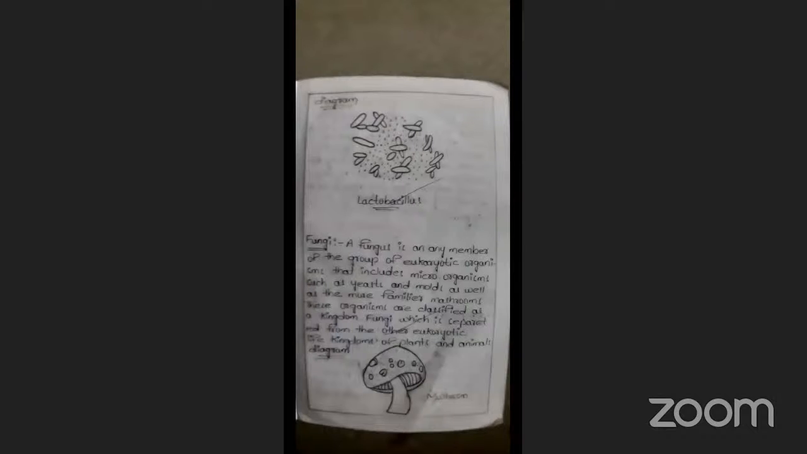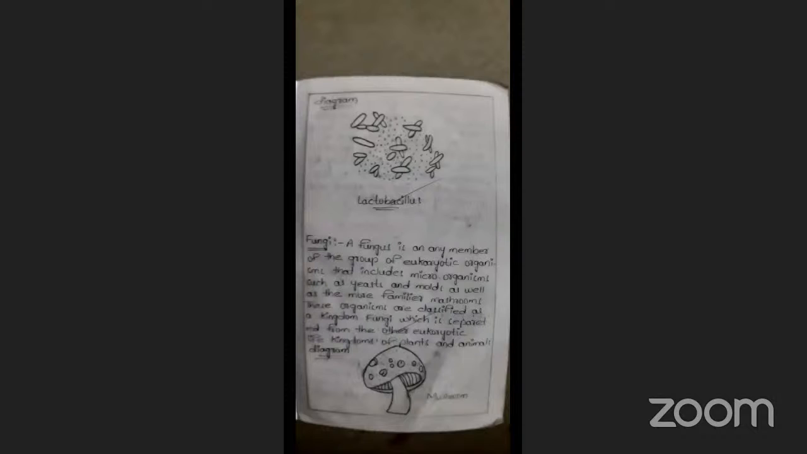Later, you can go for the fungi. See here, fungi. A fungus is any member of the group of eukaryotic organisms that includes microorganisms such as yeast, molds, as well as the more familiar mushrooms. See here, you are very familiar with mushrooms. Here, the diagram is given of mushrooms. So, see here, mushrooms are a fungi. You know mushrooms already. You just write about the fungi definition and take some examples also for the fungi.